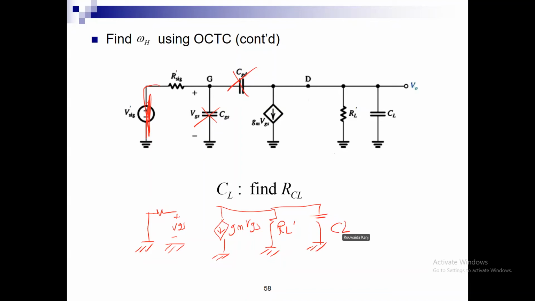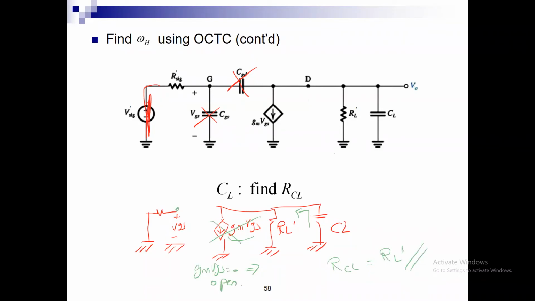So we want to see what is the current that is going to flow from C load, or what is the effective resistance that it sees. We will look only in this direction. That's the only direction the current from it can flow, because VGS is 0, right? So GM VGS is 0, so this will be open. Okay, and therefore, what is the resistance seen by RCL? RL prime. RL prime. Okay, so that's a done deal.